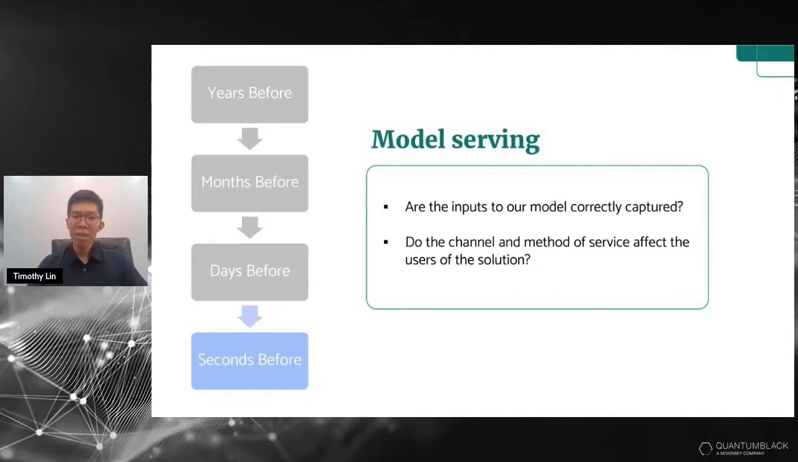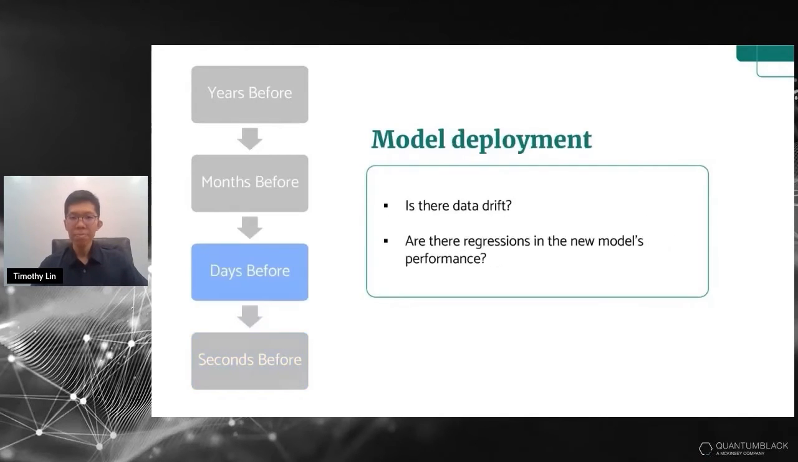Also equally important is how the channels and methods of service affect the users of the solution. So if a lending model is used in a smartphone application, we can think that it will affect people of different age groups and people of different gender groups differently, right? In terms of how they interact with the application and how they actually key in their details over there. So both the channel and methods of the service actually matter in terms of the final delivery of the results.